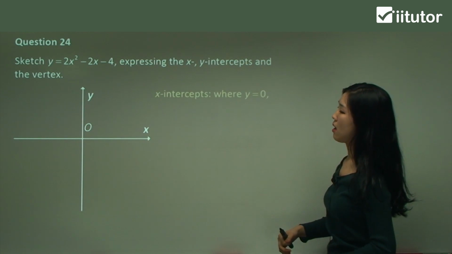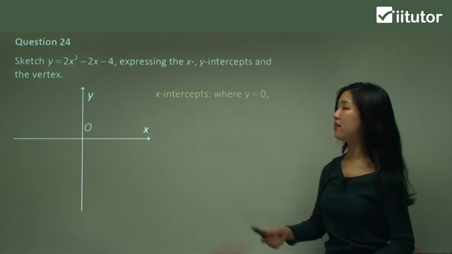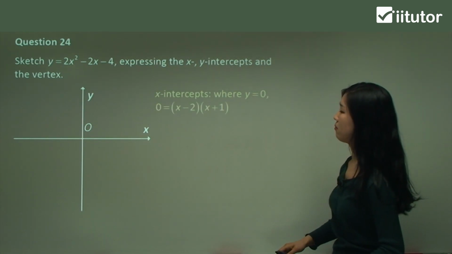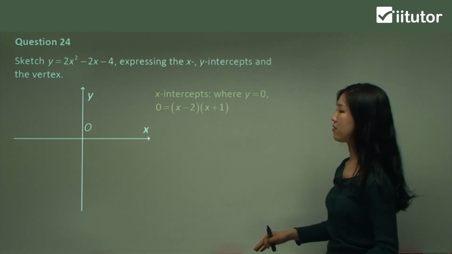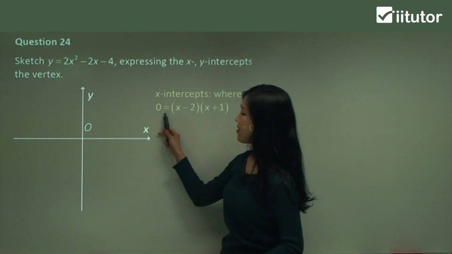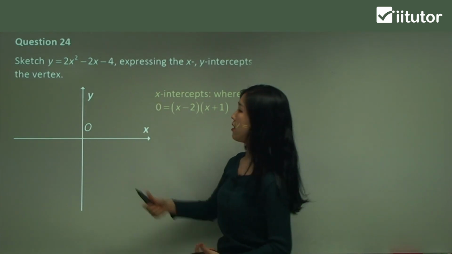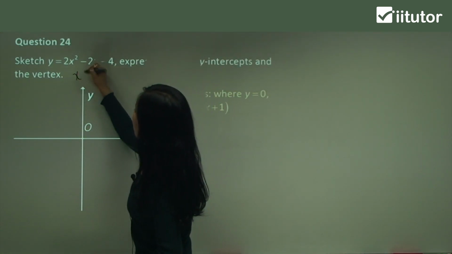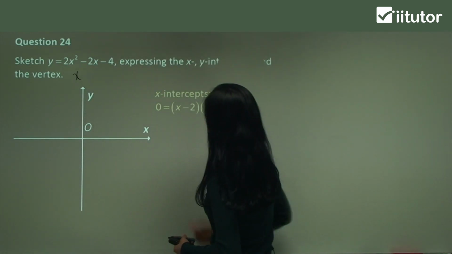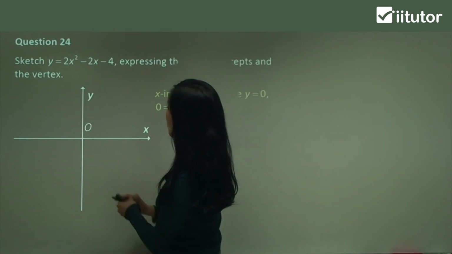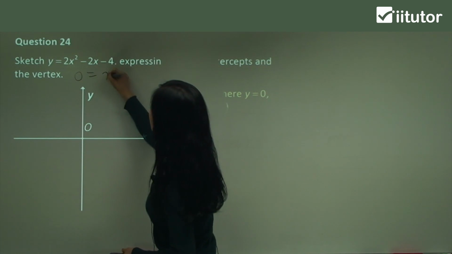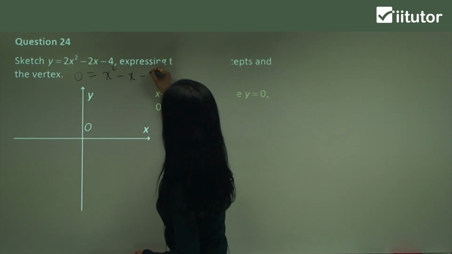Okay, I'm going to start off by finding the x-intercepts again. Sub in y equals 0. And I just factorized it. As you can see, if I let it be equal to 0, I can divide everything by 2 because 2 is common. So I'll write 0 equals 2x squared minus x minus 2.